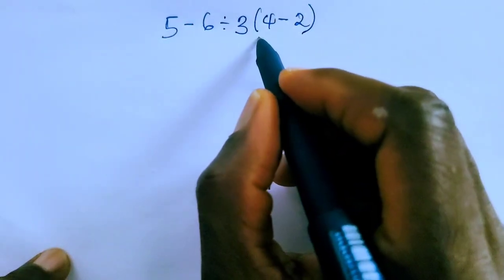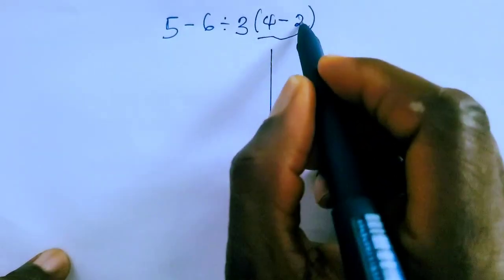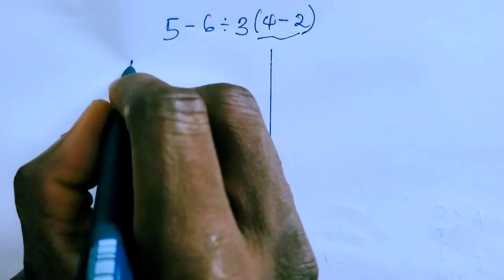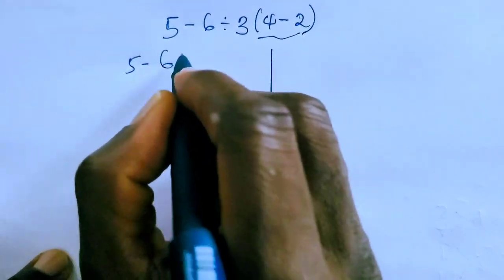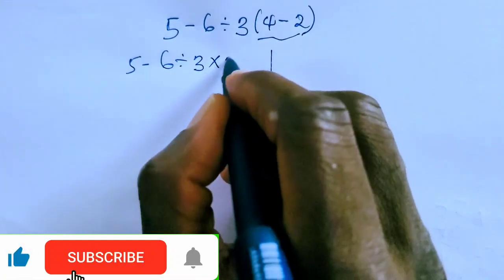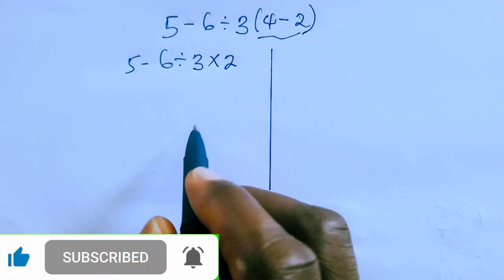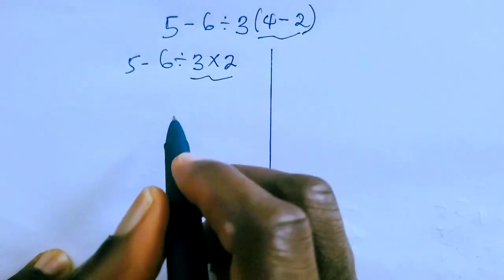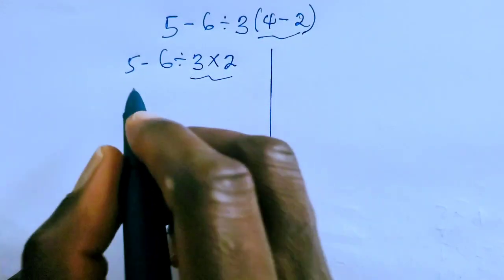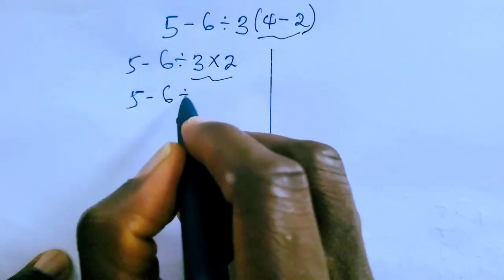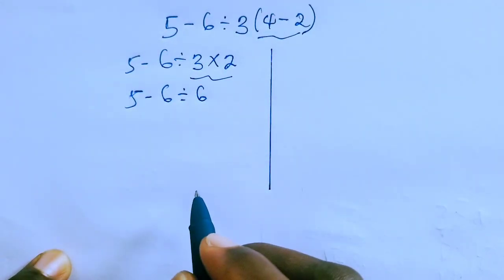Right here, we have 2 minus 2, that will give us 2, and the expression becomes 5 minus 6 divided by 3 multiplied by 2. Then right here we have this 2 times 3 or 3 times 2, that gives us 6, and we have here 5 minus 6 divided by 6.